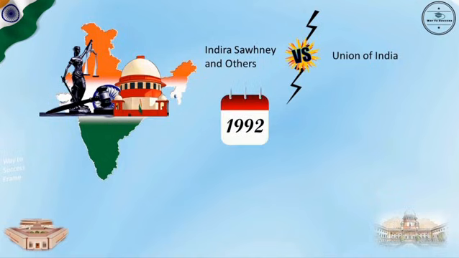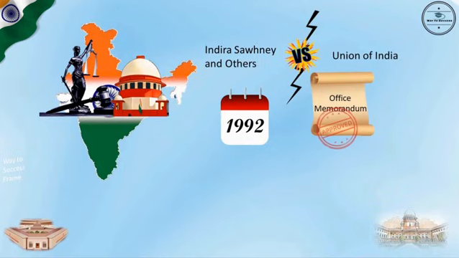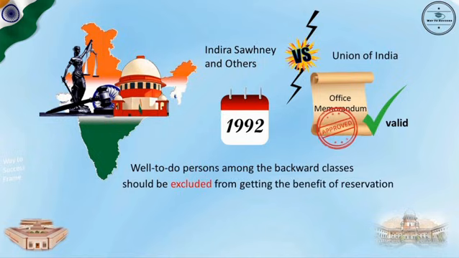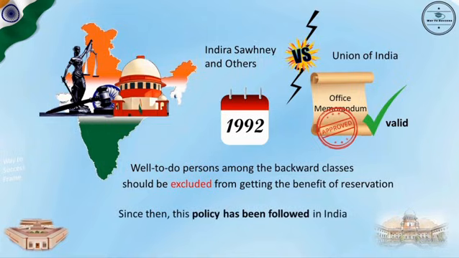In 1992, the Supreme Court approved the government's decision and declared it valid. At the same time, the Supreme Court said that well-to-do persons among the backward classes should be excluded from getting the benefit of reservation. Since then, this policy has been followed in India.